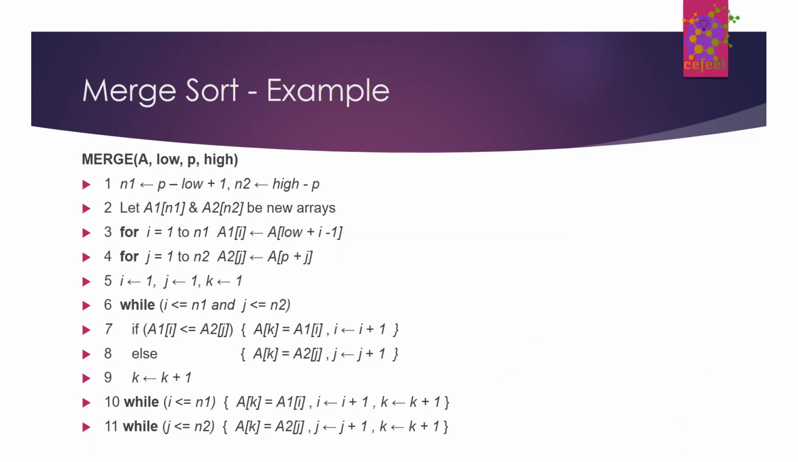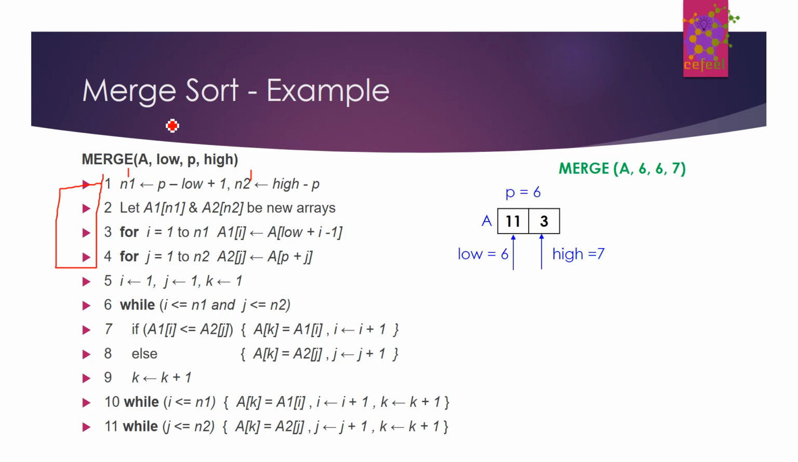Now let's see the next part, which is A667. They are quite similar because these are just smaller arrays of size 1. So A667 has 2 elements, 11 and 3, which need to be sorted. The first part, as we discussed, from step 1 to 4, is to take 2 sub arrays. In this case also, if we calculate, N1 will be 1, N2 will be 1. It's essentially the size of the partition. And low is 6, high is 7 and P is 6.